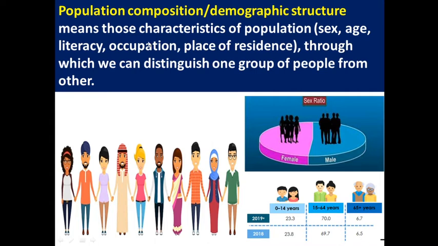With the help of these characteristics or ingredients of population, we can distinguish one group of people from another. We can say the number of males and number of females in a population, the number of children, adults, and old age people in a particular country or in India. Or we can also distinguish people belonging to different religious groups or communities. So these are the characteristics or the ingredients of population. These are called population composition.